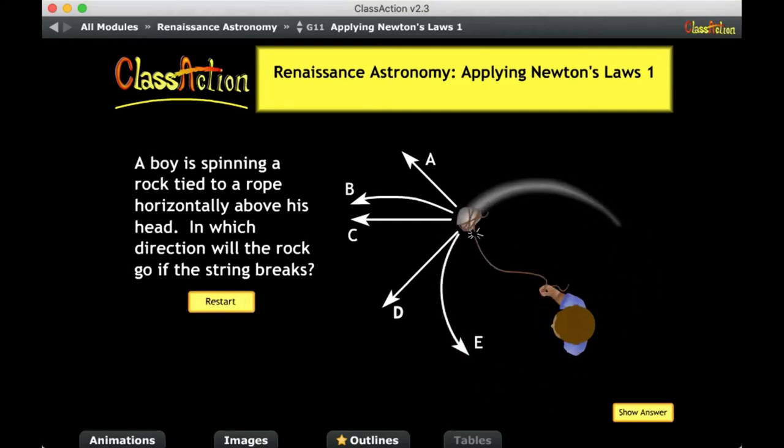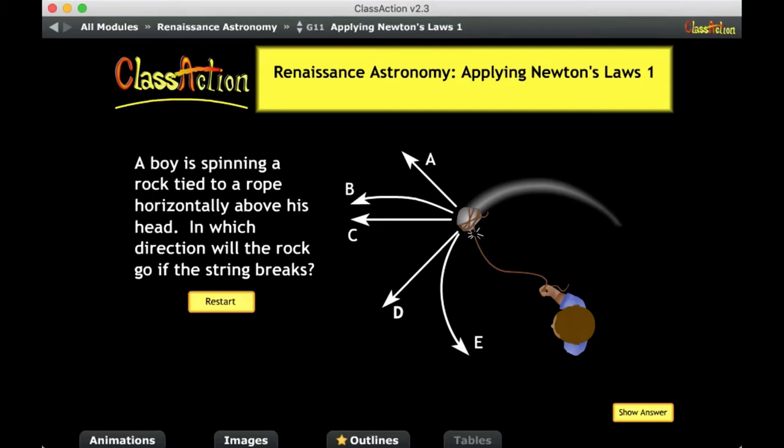There it goes. The rope has snapped there. The question is, what will the path of the rock be? Will it travel in A? Will it travel in B? Will it travel in C, D, or E, continue around in the same trajectory? So pause the video, make a guess, and we'll come back and talk about it.